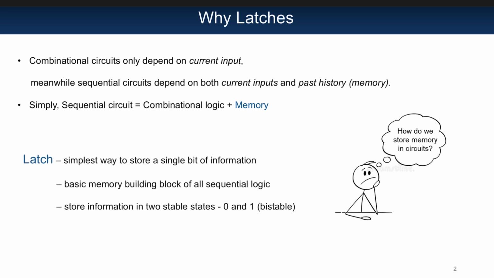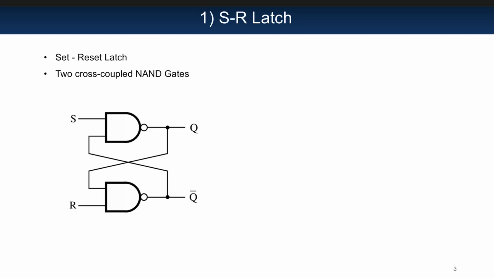These are the simplest way to store a single bit of information, and they store information in two stable states, 0 and 1, and this is why they are called bistable. There are several types of latches. Let us start with the basic SR latch, or the set reset latch.